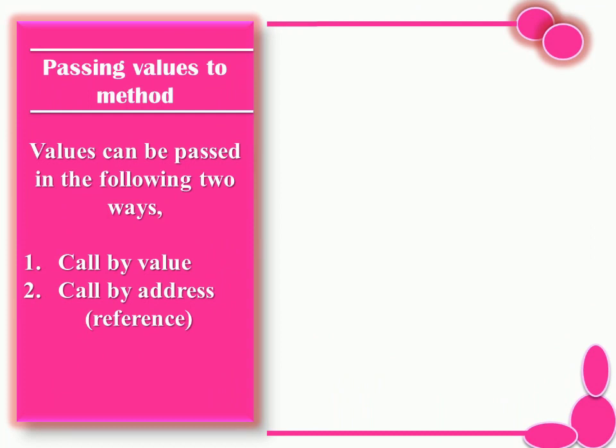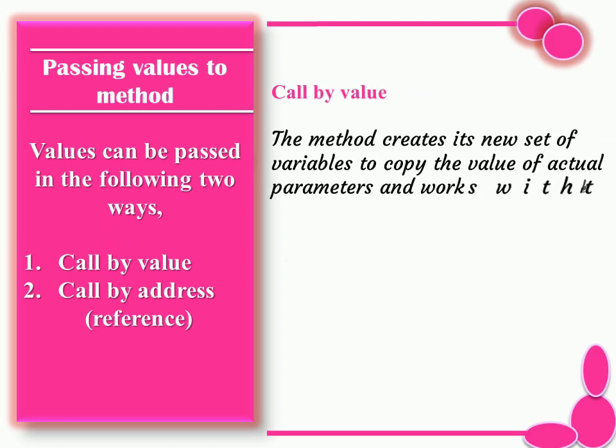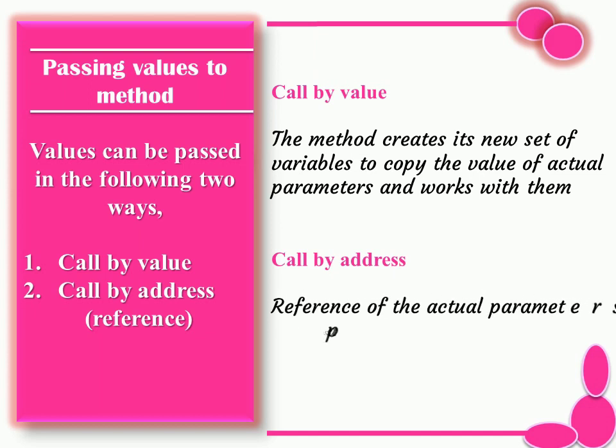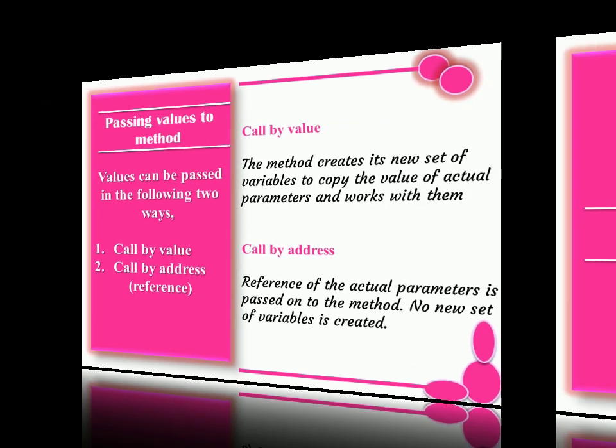Okay. Next we will see what is passing values to methods. How can we pass values to methods? There are 2 ways. One is call by value and another one is call by reference. Call by value: the method creates its new set of variables to copy the value of the actual parameter and works with them. Next, call by address: the reference of the actual parameter is passed on to the method, so it will not create a new set of variables.